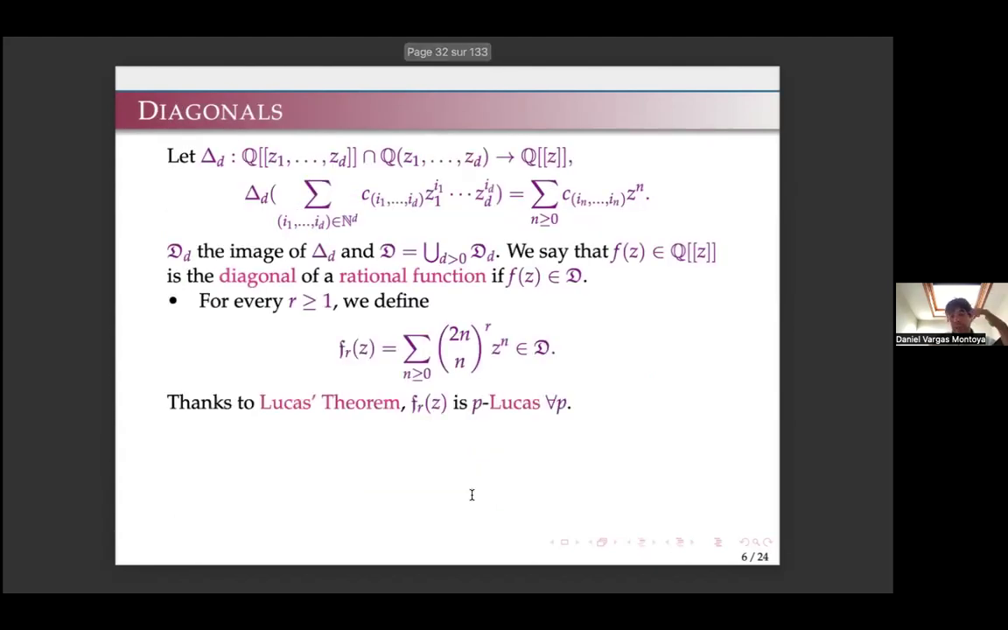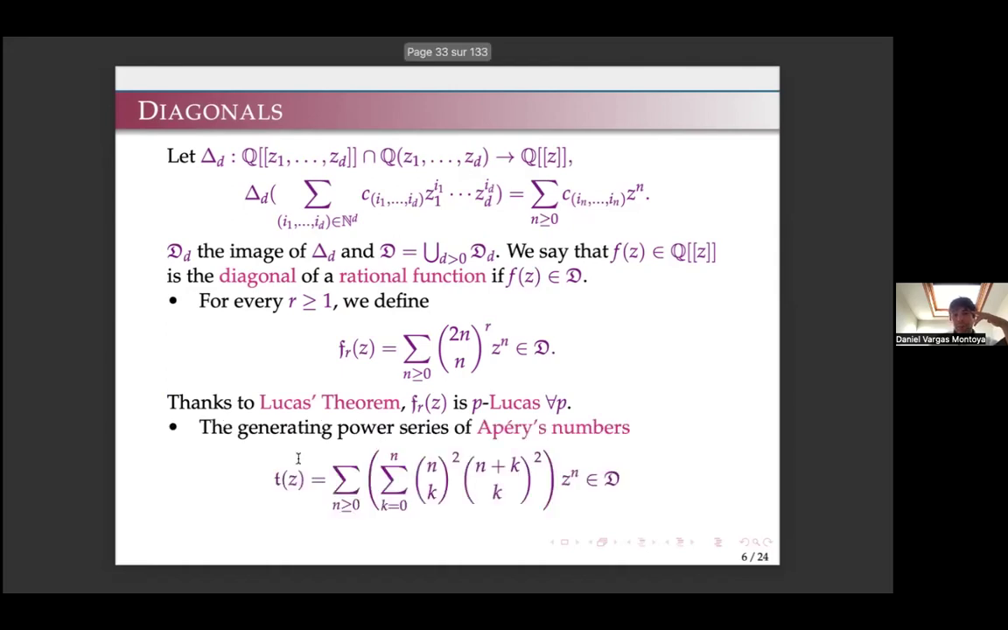Here is another example. This example is given by the generating power series of the Apéry numbers. This series is also a diagonal. This power series is not a hypergeometric series, okay? So by using a result due to Gessel, the power series T is Pólya-Lucas for all p, okay?